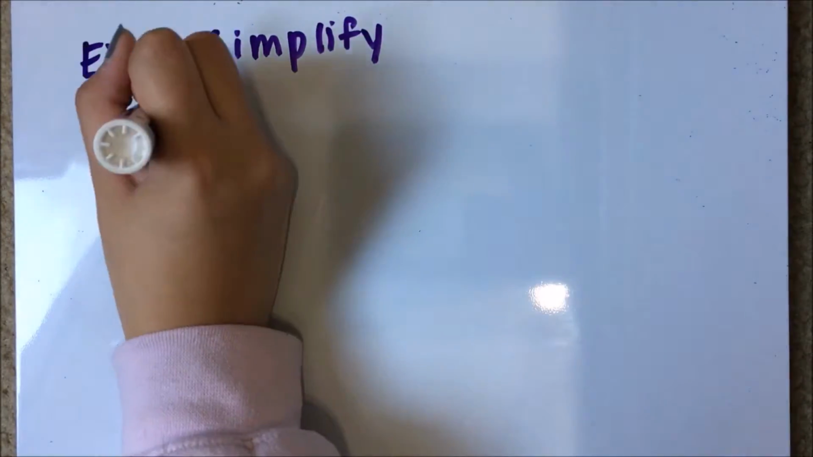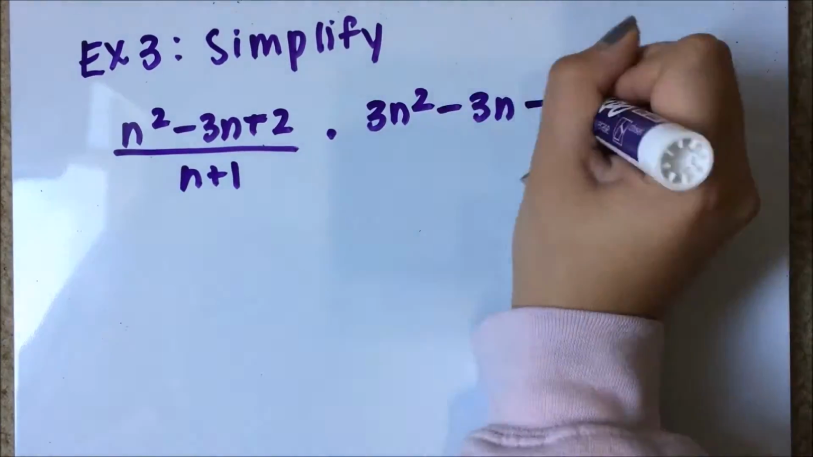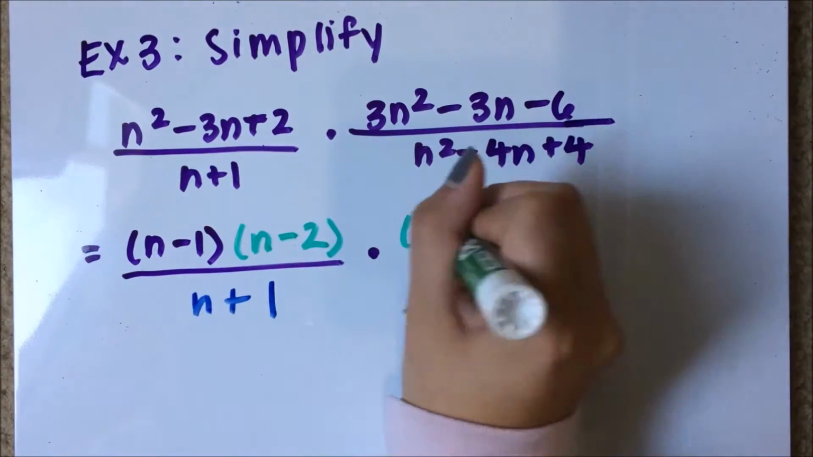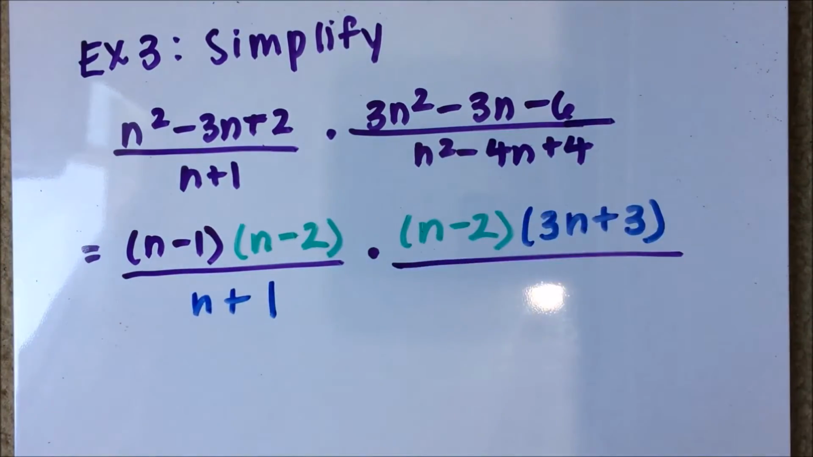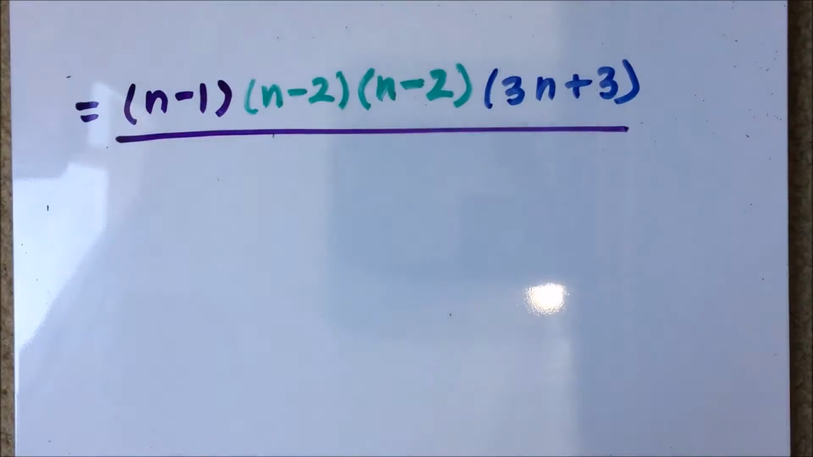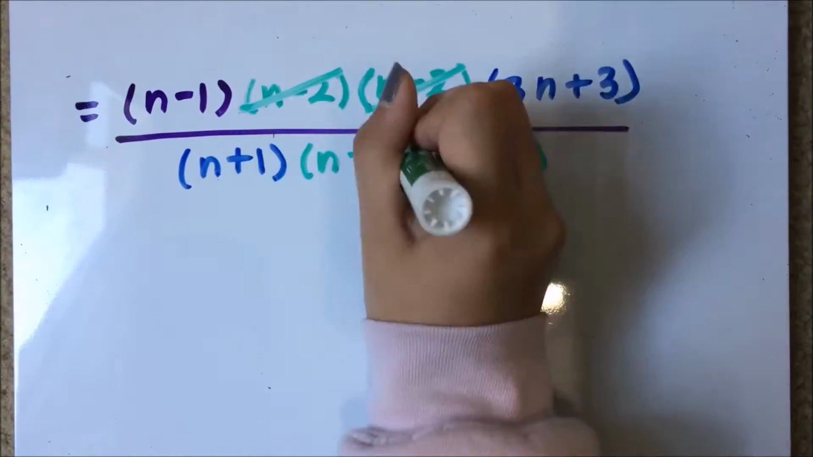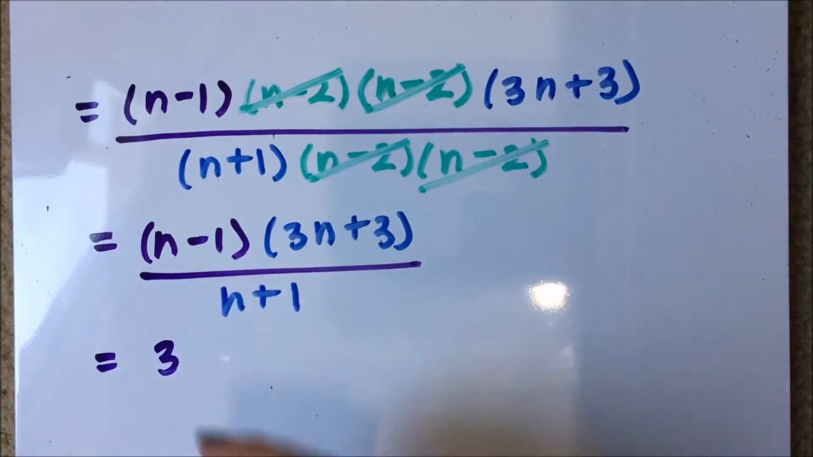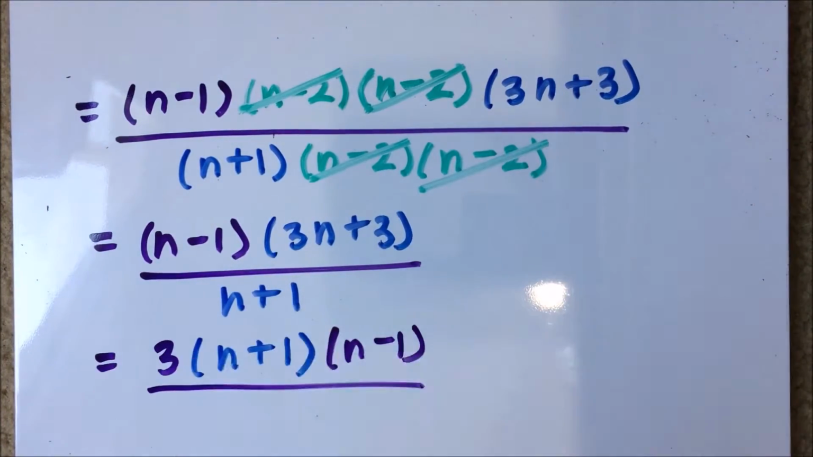Example 3. Since these rational expressions are quadratic, they can be factored. N squared minus 3n plus 2 is factored into n minus 1 and n minus 2. Before you multiply across, notice n minus 2 is on the top and bottom, allowing us to cross it out. This leaves n minus 1 and 3n plus 3 to be multiplied. But, because the 3 can be taken out, n plus 1 cancels. So, the answer is 3n minus 3.